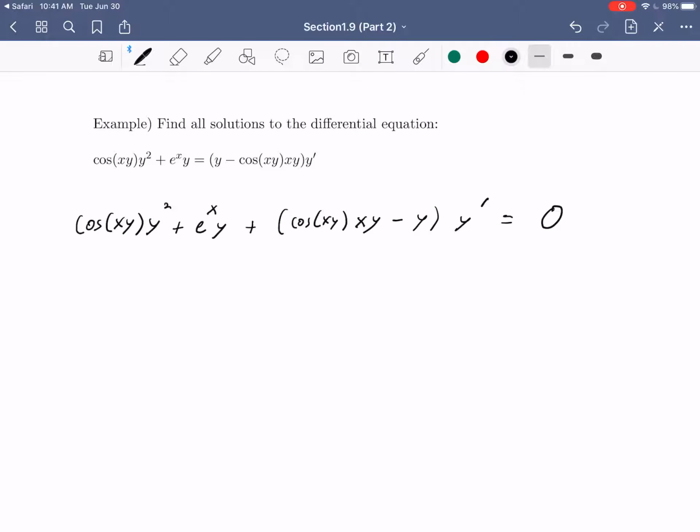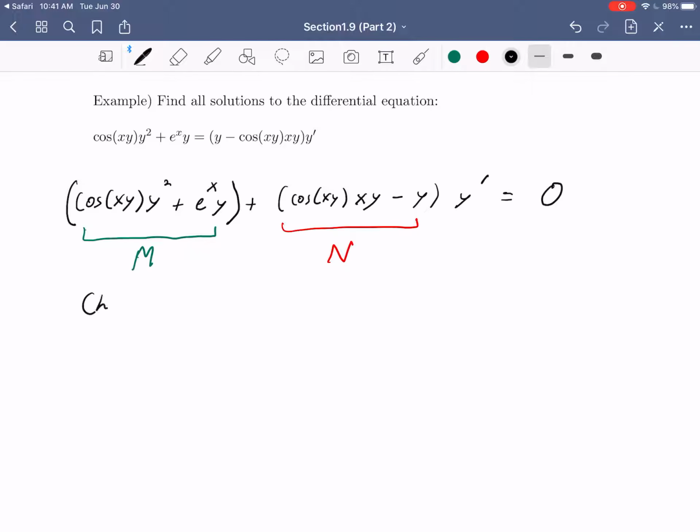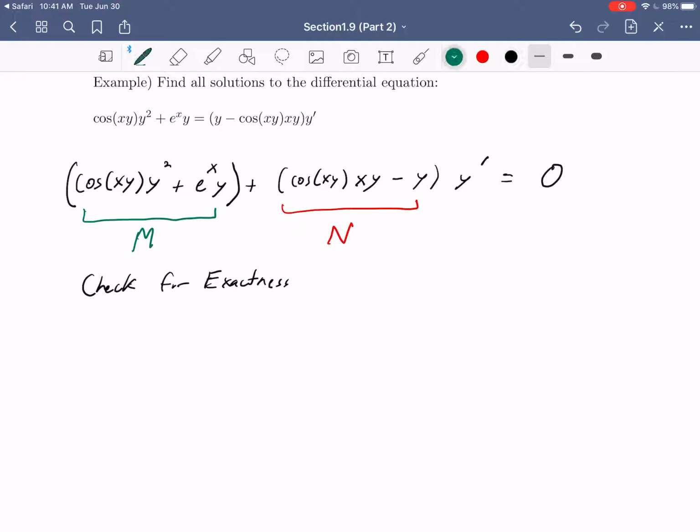We can use a little set of parentheses to keep ourselves more organized. This whole component is going to be our original M, and this whole component here is going to be our original N. So let's do our check for exactness. You always want to do this initial check for exactness, because if it is initially exact, great, you can just solve it then. And if it's not, you still need to know the original M sub y and N sub x to help deduce what the integrating factor should be. So our M sub y is going to be a little bit messy.